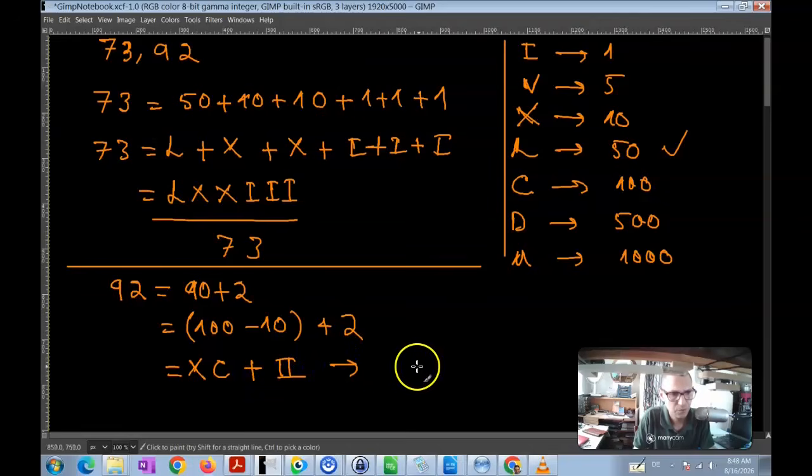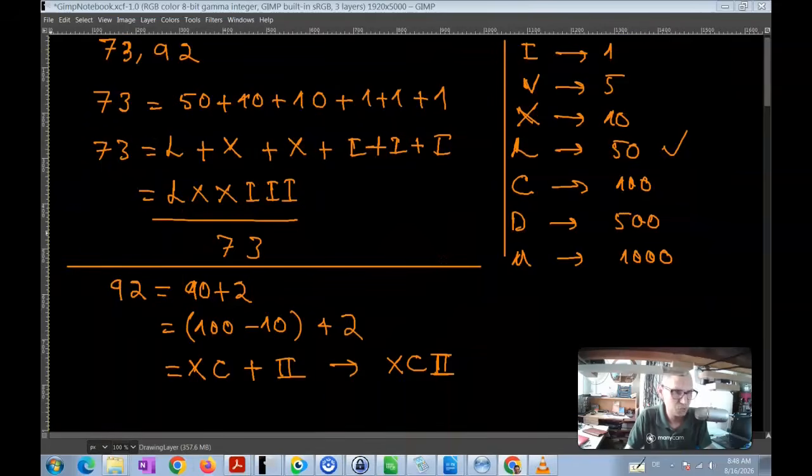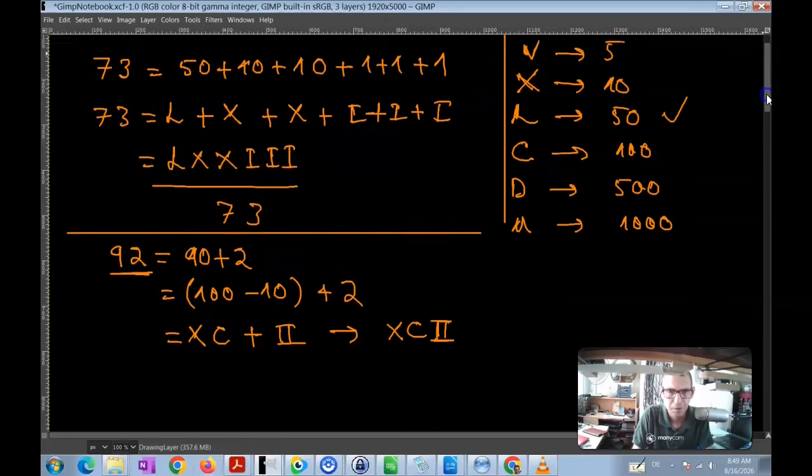So this whole thing, when you put it together, becomes XCII, and that's essentially your number. Okay. Now if you take a look at the calculator over here, 92 is supposed to be XCII. Usually, of course, you almost never actually use this number system to write the number 92. But knowing this much about the number system doesn't hurt.